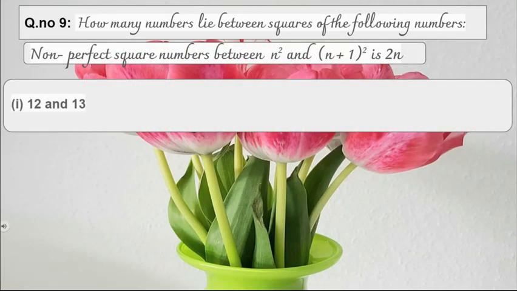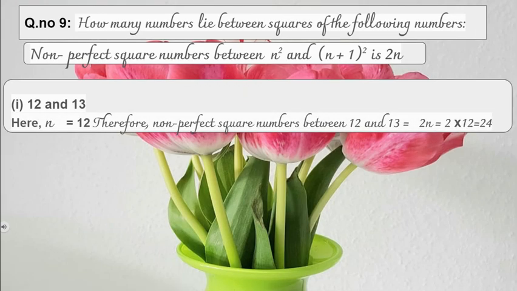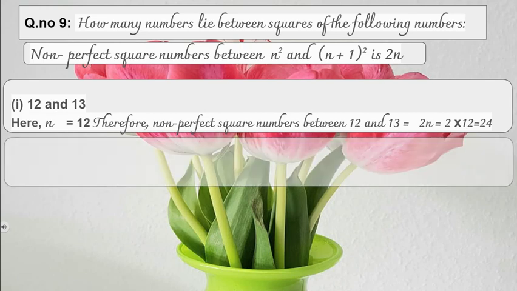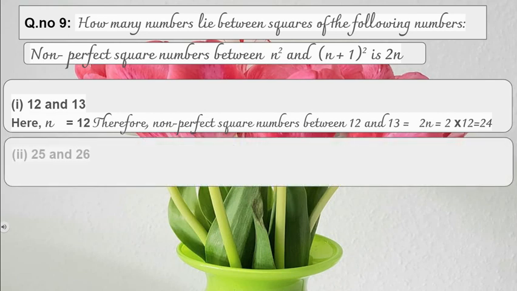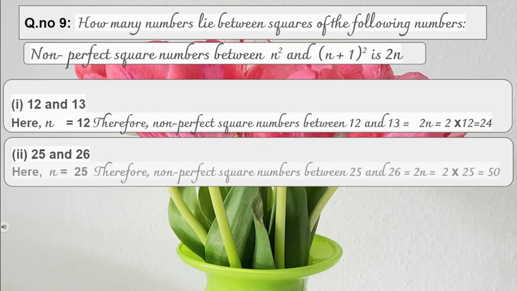Okay, let's see question number 1, 12 and 13. So here n is 12 and n plus 1 is 13, isn't it? So what is the answer? 2n means 2 into n, that is 2 into 12, equal to 24. So 24 non-perfect square numbers are lying between the squares of 12 and 13. Okay, now the second one, 25 and 26. Here n is 25. So 25 into 2, that is 50. Therefore, 50 non-perfect square numbers between the squares of 25 and 26.